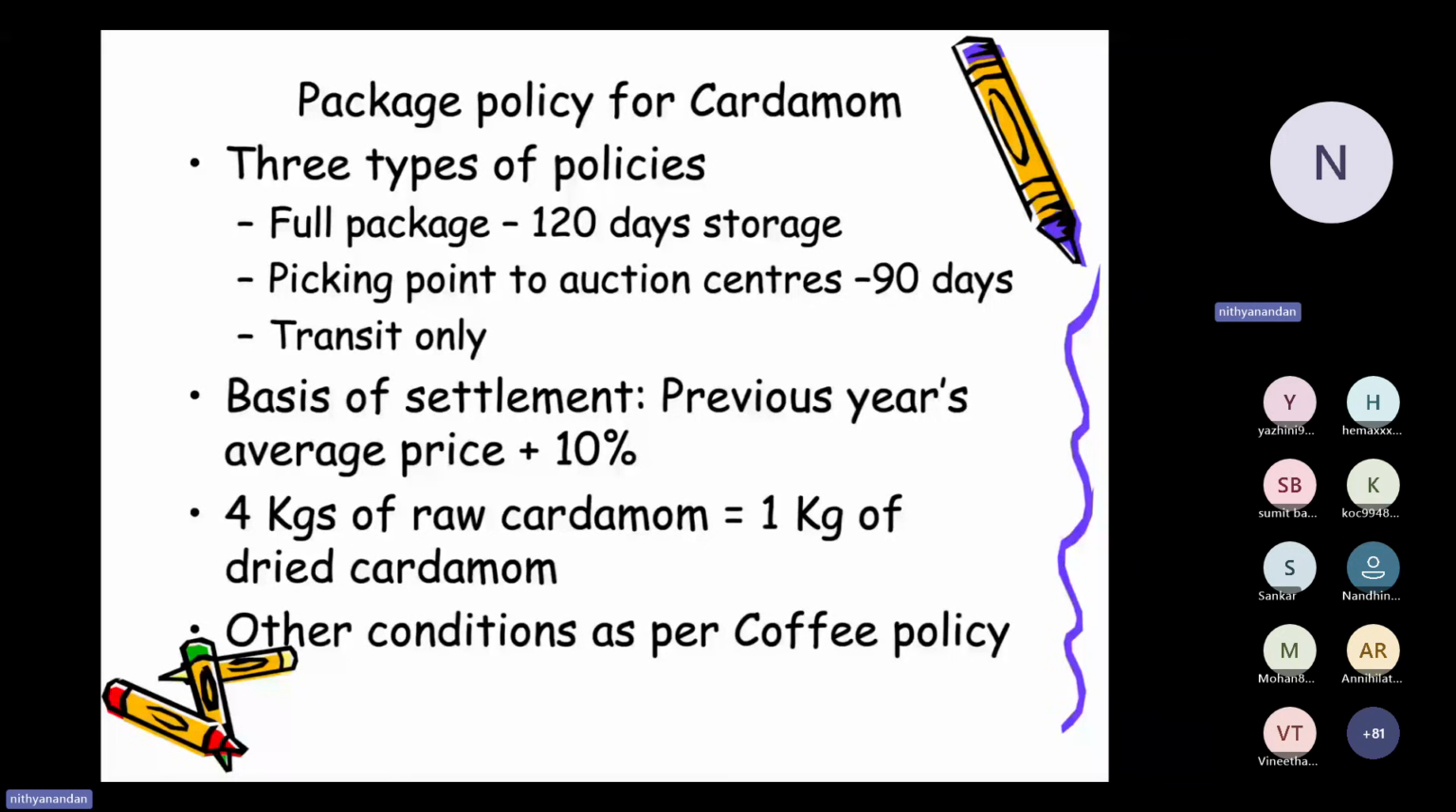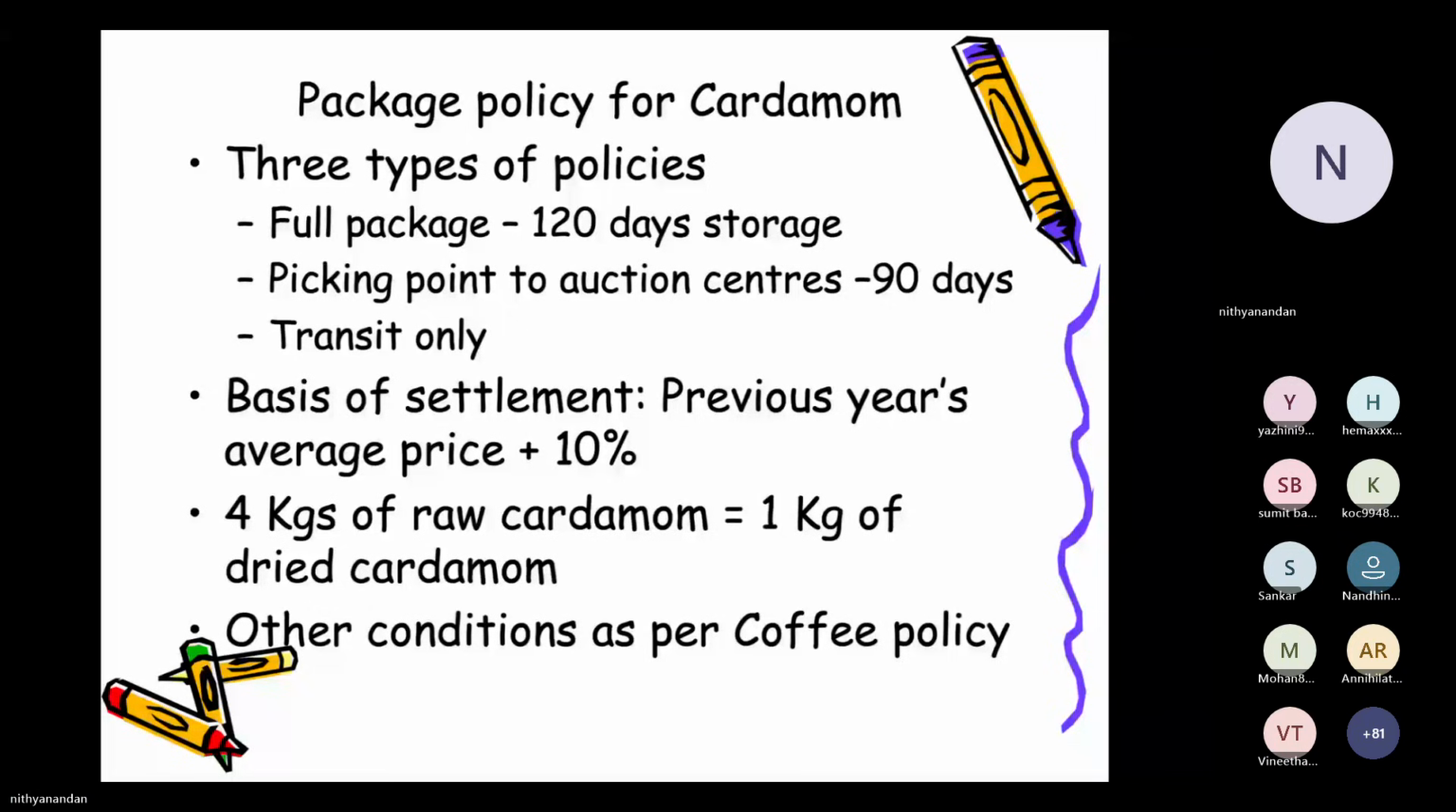Something happens to the leaves, that is raw material, during the transit. The formula given by the policy is 4 kilograms of raw cardamom equal to 1 kilogram of dried cardamom. That is the sale. 1 kilogram of cardamom, at what price it is selling, it is equal to 4 kilos of raw material. The same condition is applicable for tea crop policy also.